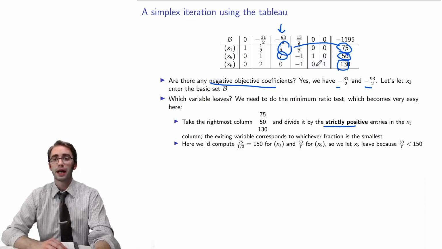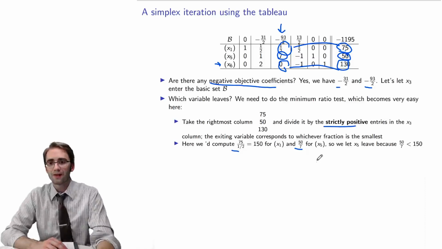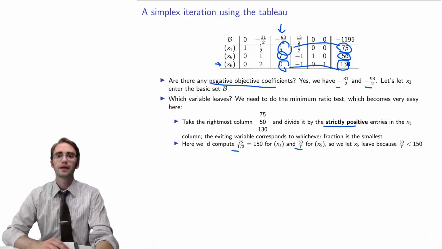And you would not look at 130 on 0, because there's a 0 here, which means that this row does not care about x6, and so you're free to vary x3 as much as you like without affecting x6. So we look at 75 on 1/2, and 50 on 7, and you'd find, therefore, that x5 is going to leave because 50 on 7 is the smallest.